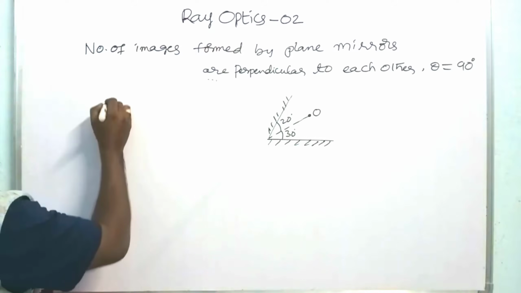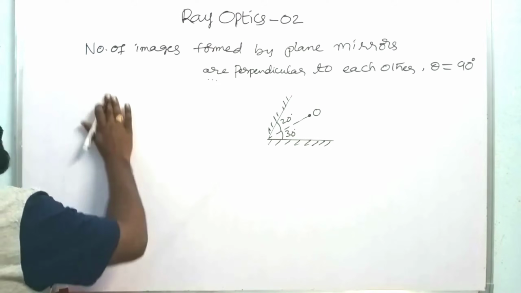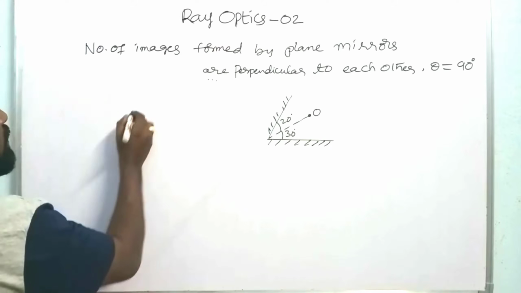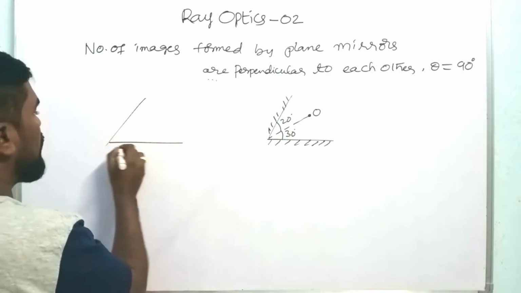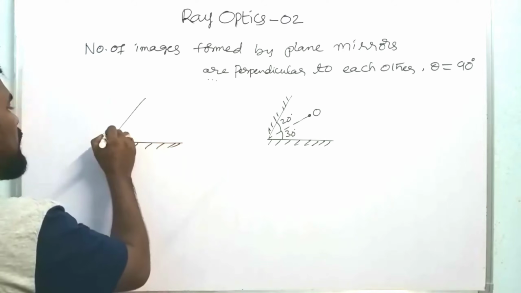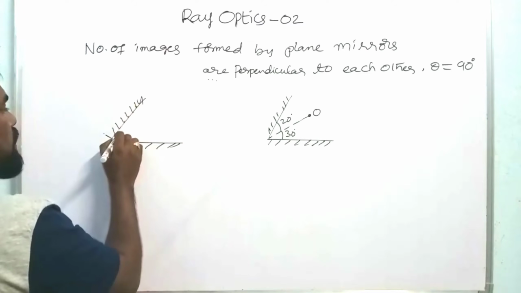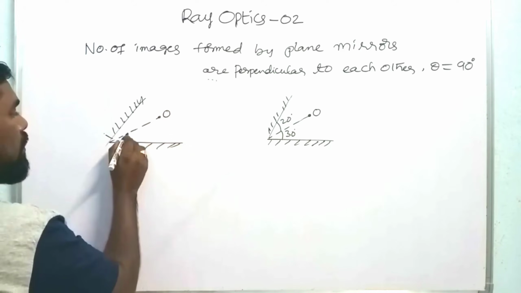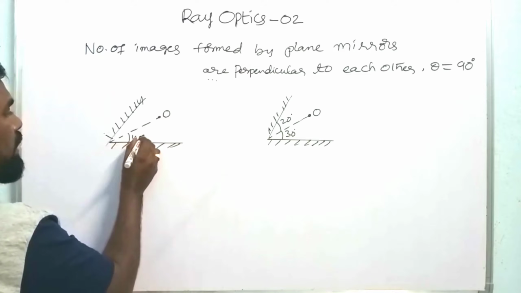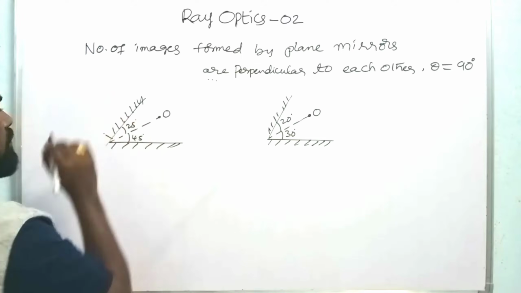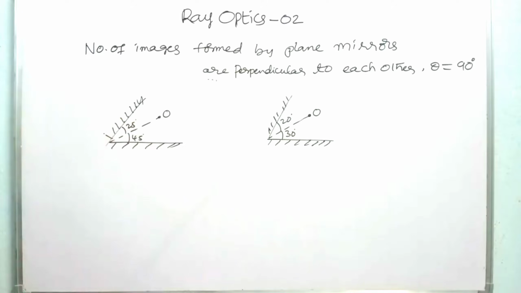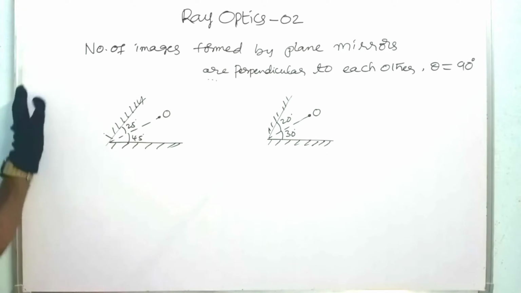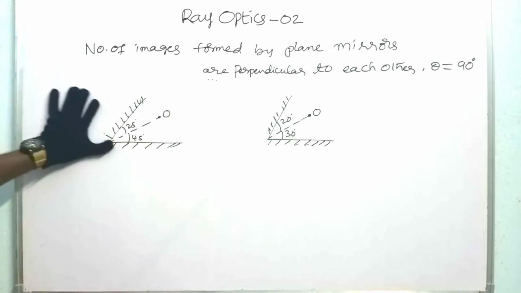Similarly, here this is mirror 1 and this is mirror 2, and here the angle between these two, there is an object which is at 45 degrees, at 25 degrees. So how many images will be formed? Okay, so to calculate the number of images, there are some easy tricks. Let us see the trick now.